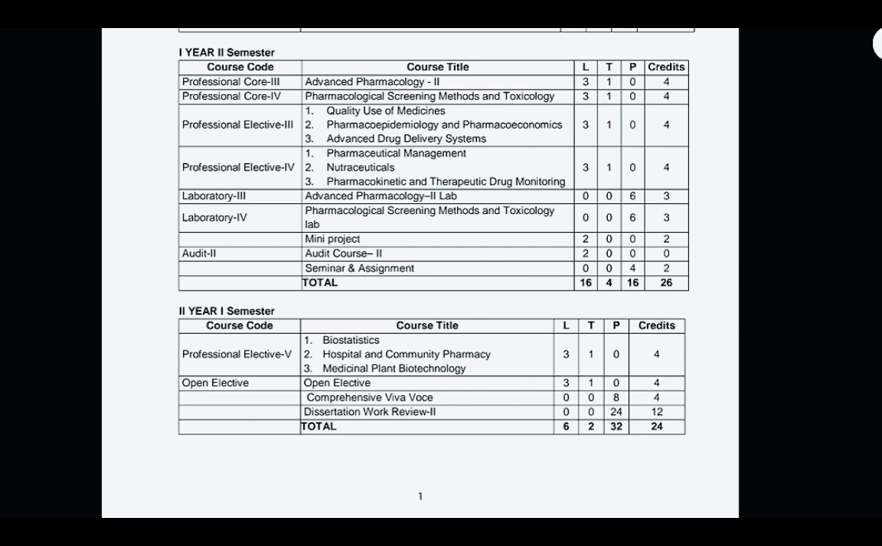And for the second semester, we have advanced pharmacology 2, pharmacological screening methods and toxicology, and elective subjects: quality use of medicines, pharmacoepidemiology and pharmacoeconomics, advanced drug delivery systems, pharmaceutical management, nutraceuticals, pharmacokinetics and therapeutic drug monitoring, advanced pharmacology lab 2, and then pharmacological screening methods and toxicology lab 4.